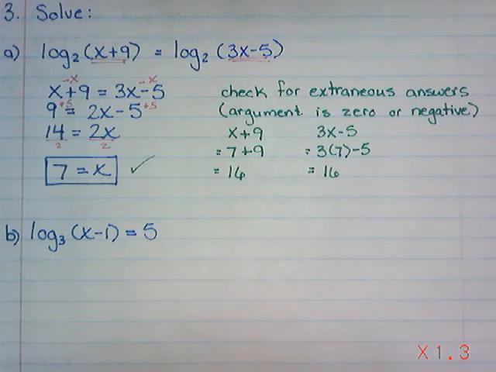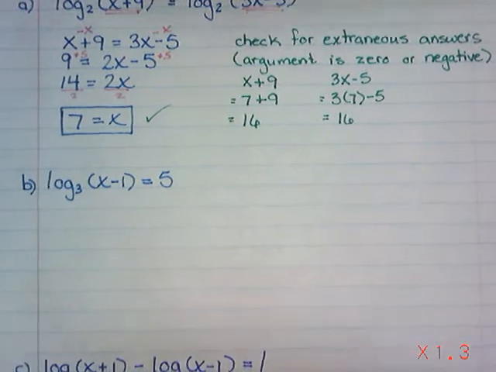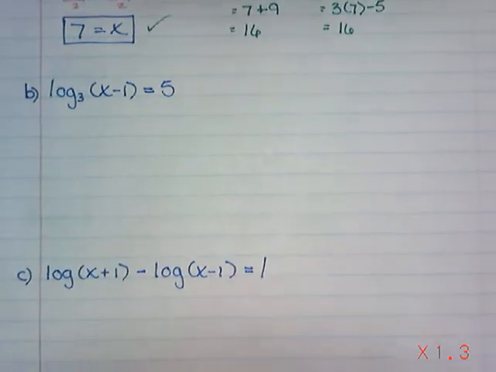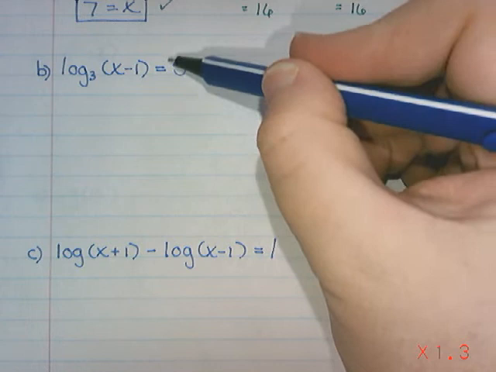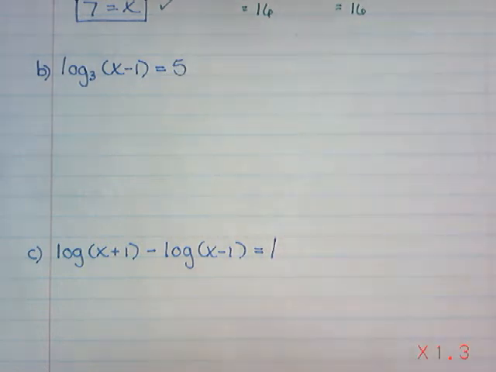Okay, second question is a little different from the first one. It only has one log. So this one says log base 3 of x minus 1 equals 5. So for this one, I don't have a log on each side. So there are two different things you could do. Number one, you could try to write 5 as log base 3 of something. That is one strategy, and then solve it the way that we solved the previous one.